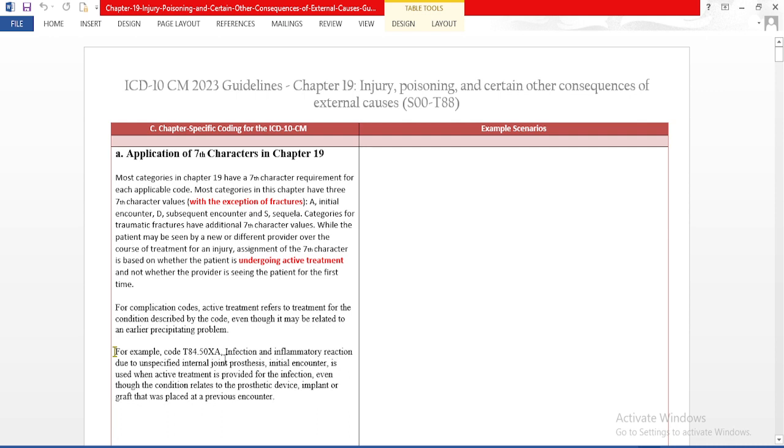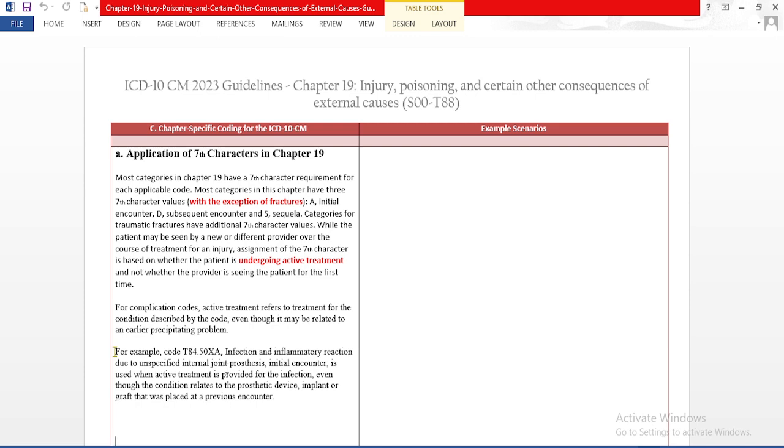Basically here, the patient has infection and inflammatory reaction due to internal joint processes. So the patient is visiting for the first time for this condition like infection and inflammatory reaction. So here we will consider it as an initial encounter. Even though the patient has infection due to the joint processes, we need to consider it as an initial encounter as the patient is going to undergo treatment for infection and inflammatory reaction. So we can code here as initial encounter.